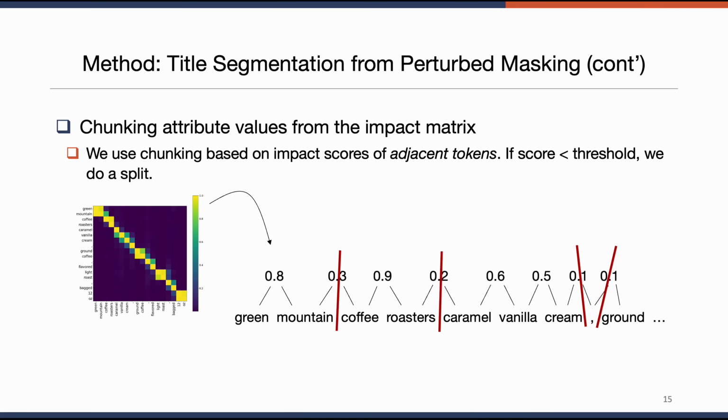From the impact matrix, we can derive the pairwise score for each pair of adjacent words, and we can segment the whole product title based on those scores and a predefined threshold.